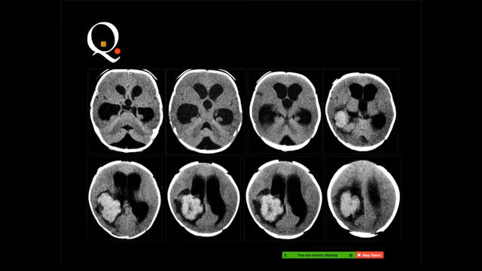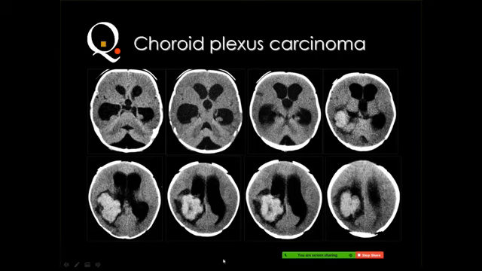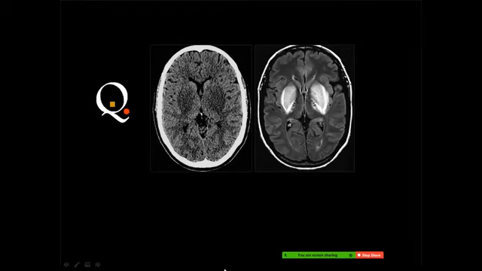Papilloma. Yes, and the difference between papilloma and carcinoma is the extension of the tumor outside the ventricle. And the extension of the tumor outside the ventricle is known by the development of brain edema at the margin of the tumor. And here you can easily appreciate the presence of some edematous changes along the outer margin of the lesion, diagnostic of choroid plexus carcinoma.